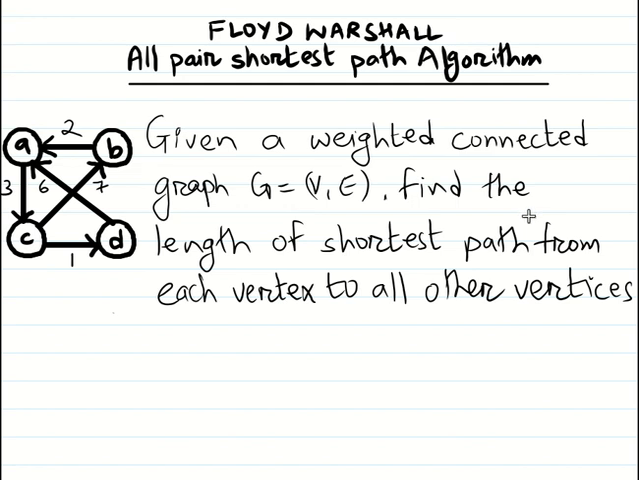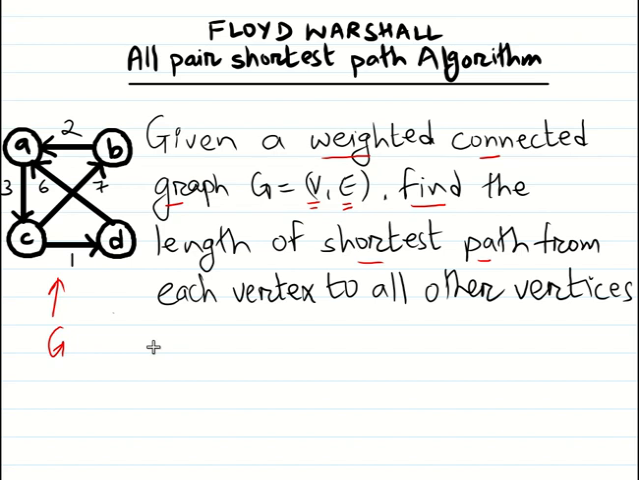Hello friends, the topic for this video is Floyd Warshall's all-pair shortest path algorithm. The problem here is you are given a graph G like this with set of vertices V and set of edges E. You are given a weighted connected graph. So you are given weights for all the edges as shown here in the figure. Your job is to find out the length of the shortest path from each vertex to all other vertices.